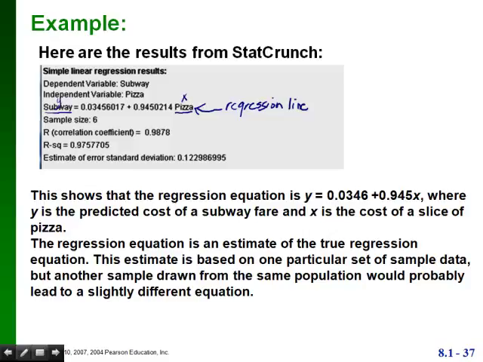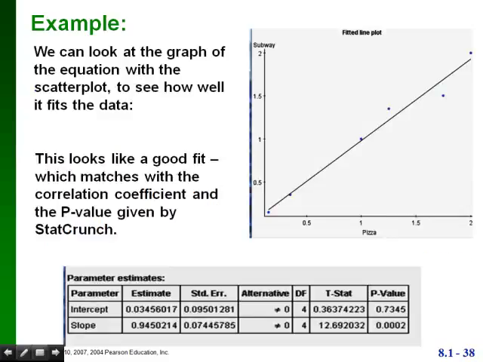It even tells you up here that your independent variable is pizza. An independent variable is going to be the same as X. Your dependent variable, which is Y, is Subway. So we could write down our regression equation with the Y and the X instead of the pizza and the Subway. So here would be our regression equation down here. And what we can do with this is use it to predict other values of Y that we don't already have.